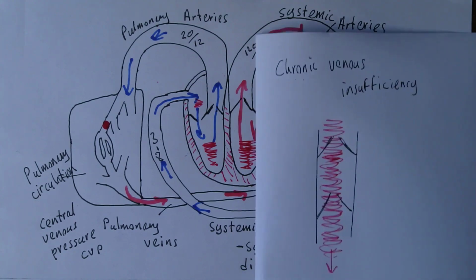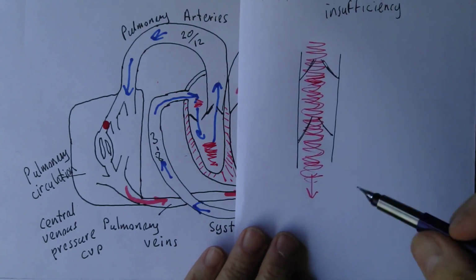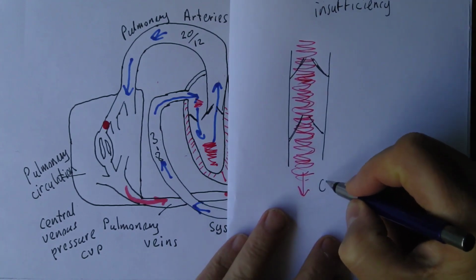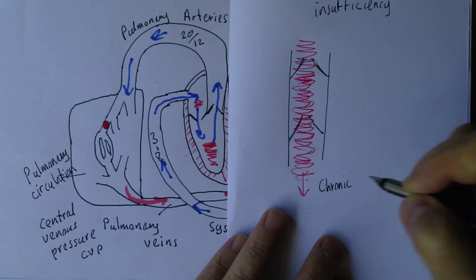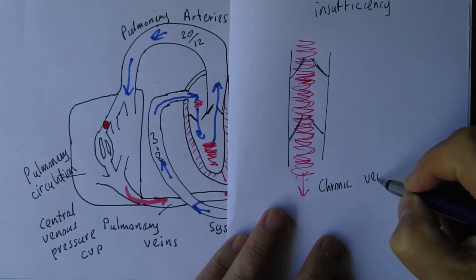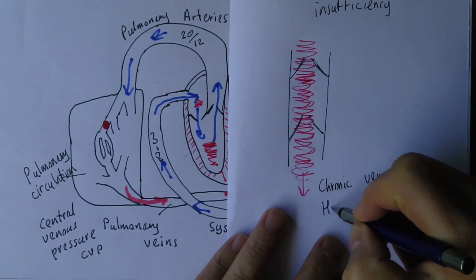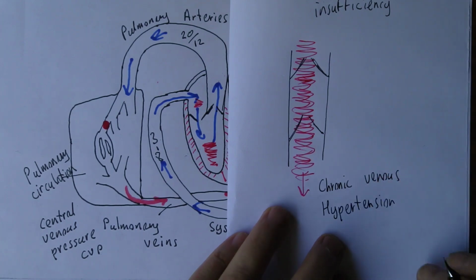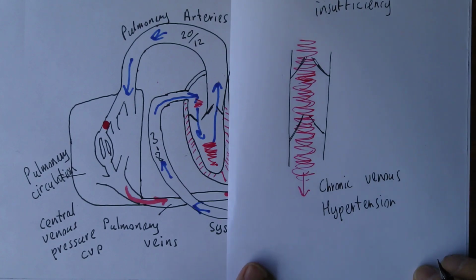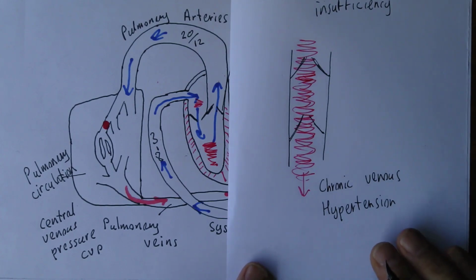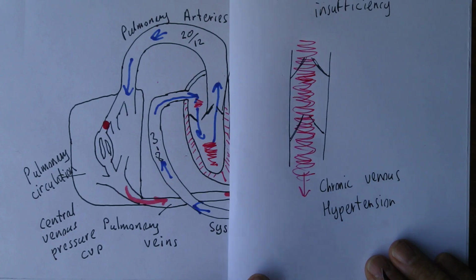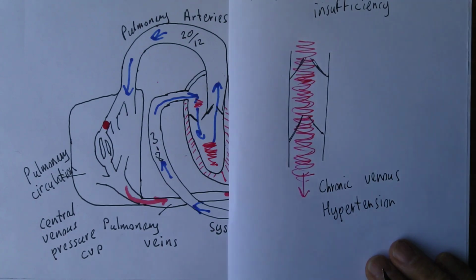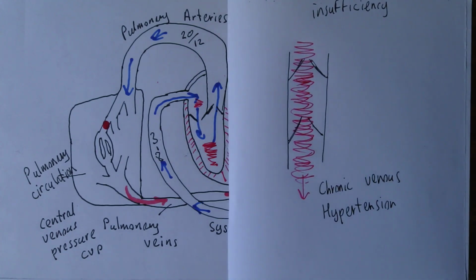And that's going to lead to chronic venous insufficiency via the mechanism of chronic venous hypertension. So chronic venous insufficiency caused by chronic venous hypertension. Now this is normally affecting the veins in the legs, is the most common place. It can affect the arms as well, but the legs is the most common.